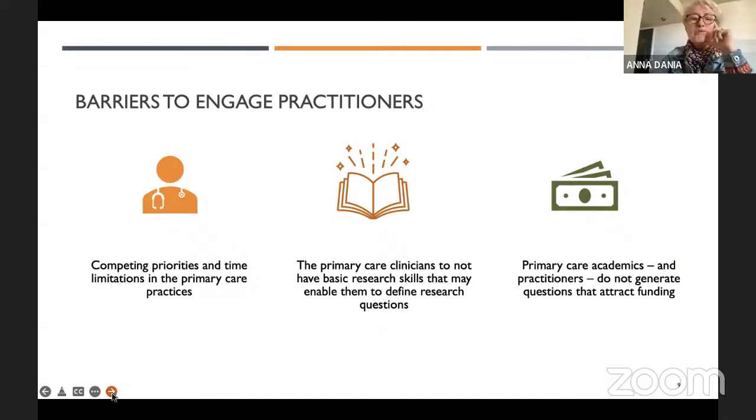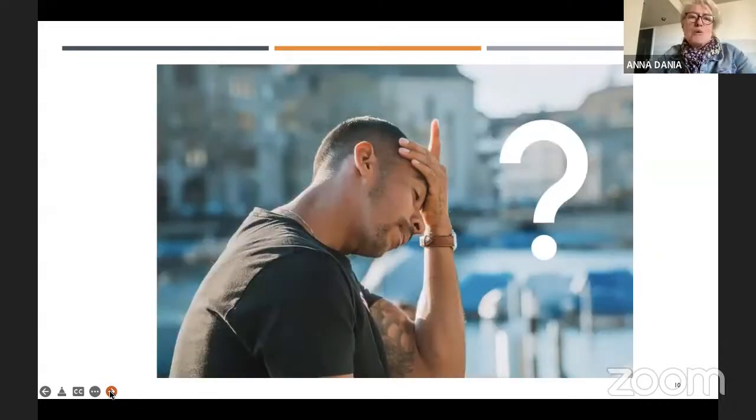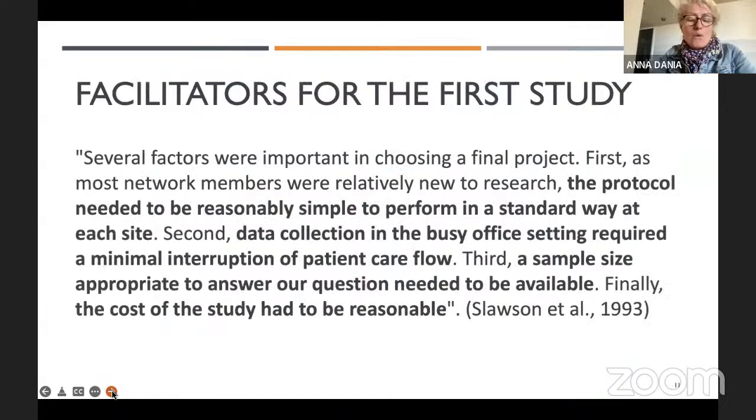Then another part which we are trying to resolve with this training activity is that primary care clinicians do not have basic research skills that may enable them to define research questions. And then the third part is that primary care is not valued sufficiently to get funding, either from academics or from practitioners. This sounds a little bit disappointing, and I think that you are looking like that when you hear my talks. But the answer came already 3 decades ago. And as I underscored in my previous presentation, the problems that we are encountering when we are starting primary care research today are the same problems that somebody would encounter 3 decades ago. And the same applies here in your case, but also in the PBRNs' case, the practice-based research networks.